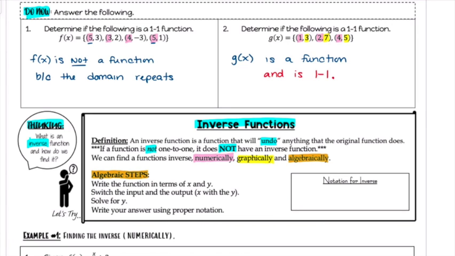So what is proper notation for inverse? If we have our function f of x, if we are finding the inverse, we would say f inverse of x. That little -1 is not an exponent, it's inverse. So let's look at example 1.